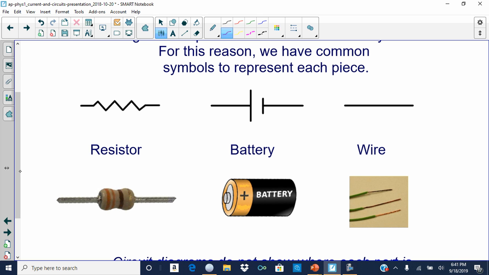The battery has a long terminal and a short terminal. The long terminal represents the plus side of the battery. The small terminal that you see right here represents the, here, let me put it here. This is your plus terminal, and this is your minus terminal. Okay? And then any conducting wire is going to be just a straight line.